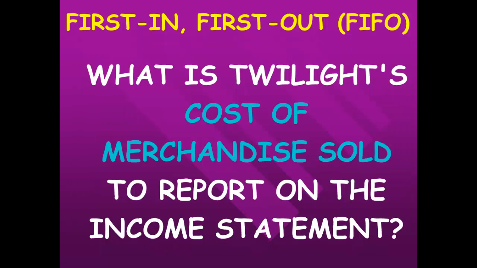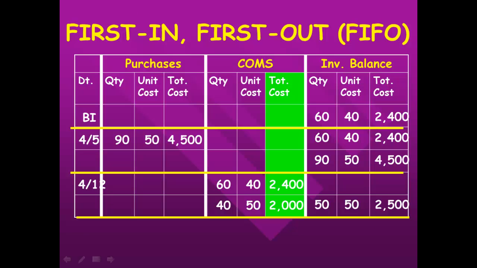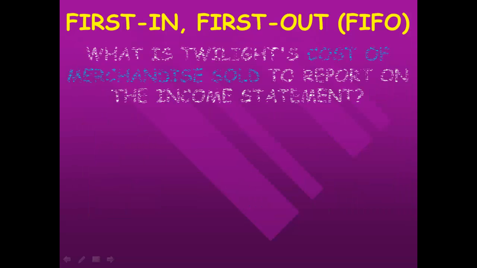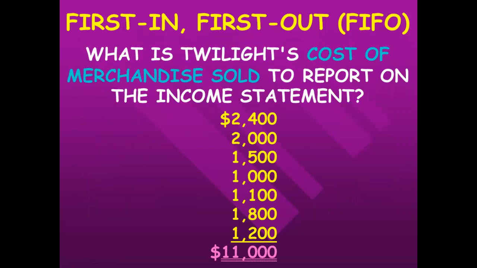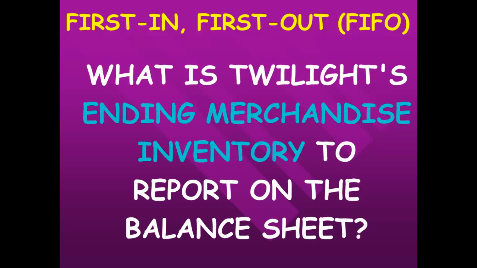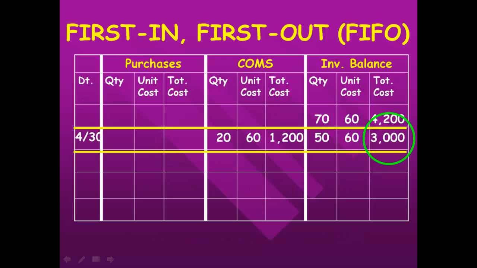What is cost of goods sold? Well, for cost of goods sold, we're going to go back to our inventory card, and I'm going to add up everything that's in this column. Add them all up. And it should look like this. It should add up to a total of $11,000. The other number I need is ending inventory. What is ending inventory? Well, I'll go back to my inventory card. I'm going to look at the bottom right corner. My ending inventory then is $3,000, 50 units at $60 each.